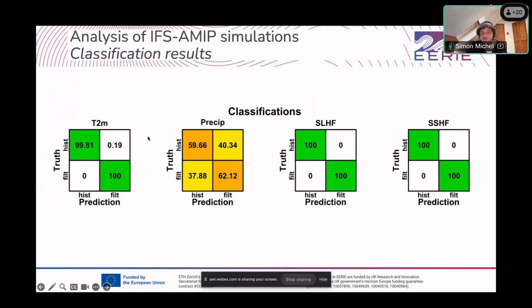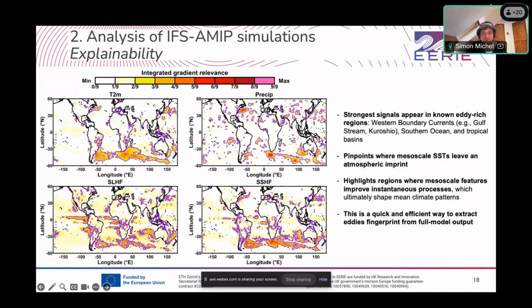So first, we look at the classification. For the 4 variables, so we have latent and sensible heat fluxes plus surface temperatures and precipitation here, only for precipitation do we have some level of misclassification, but for all other cases, we have perfect classifications. And even if there is some misclassification, it still means that there is an immediate impact of temperature from the presence of eddies, because you still have higher classifications for true classifications here on the diagonal. And so this is what we obtain in terms of explainable AI.